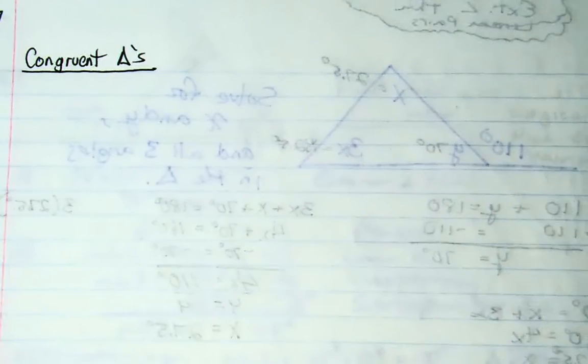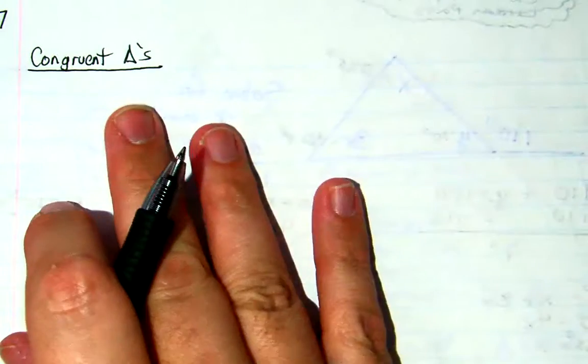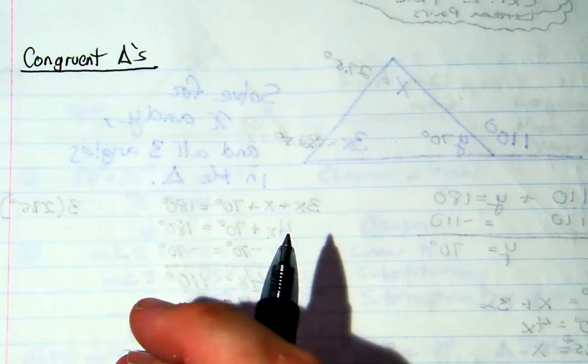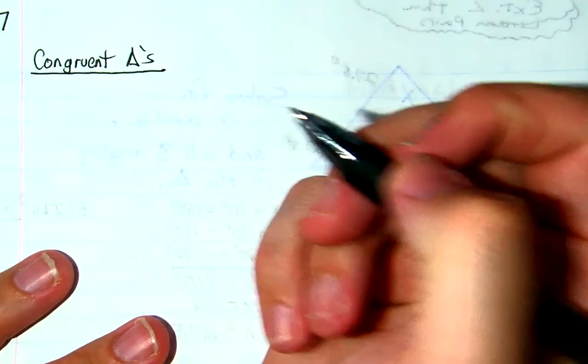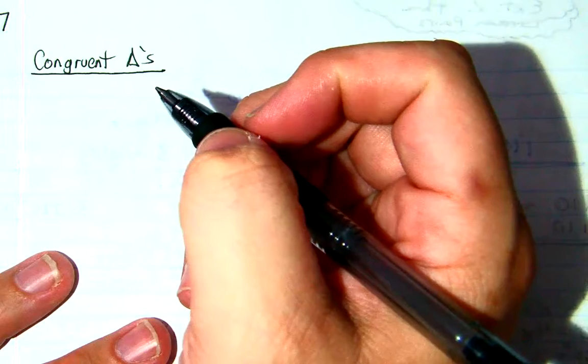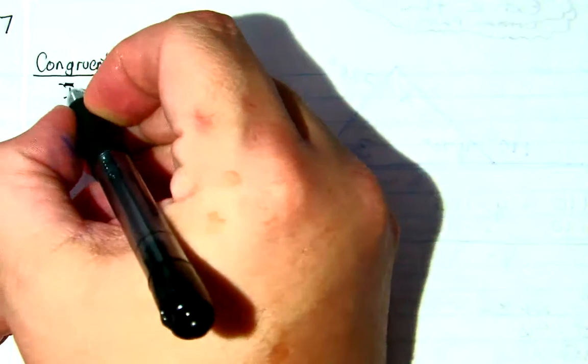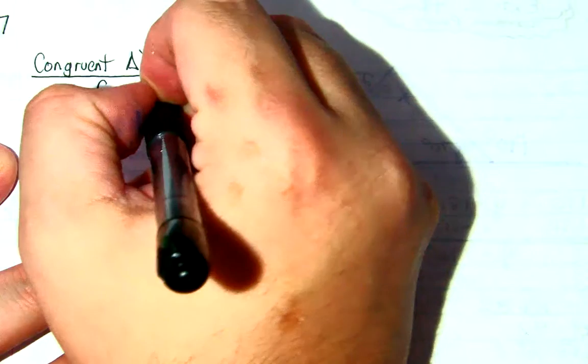So today we're talking about congruent triangles. And I'm going to show you a couple different ways that we kind of deal with congruent triangles. Now, the first thing that we're going to talk about, I'm going to use Roman numerals here. So Roman numeral 1 is what we call a congruency statement.